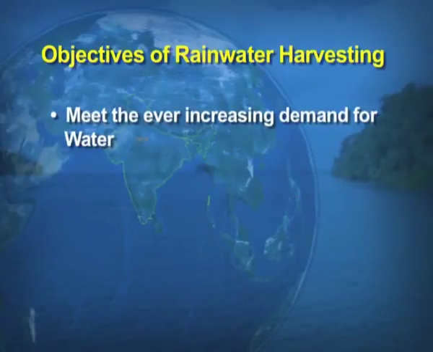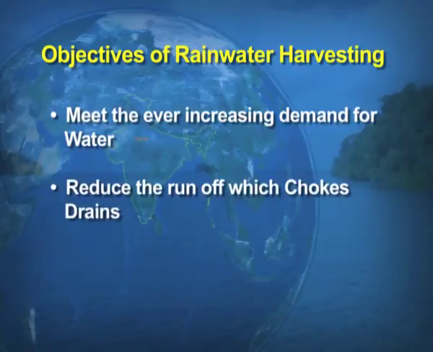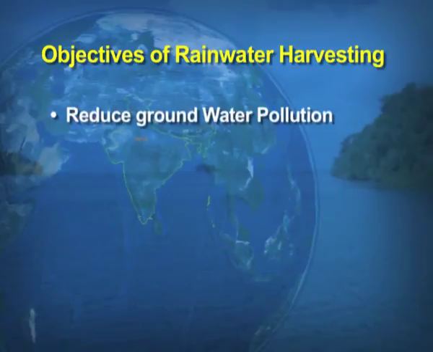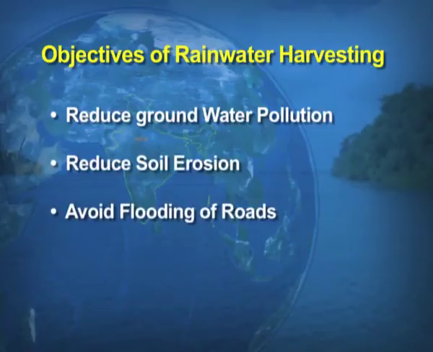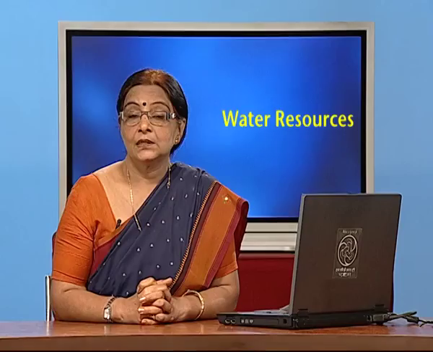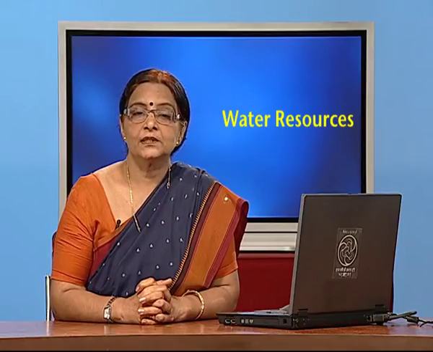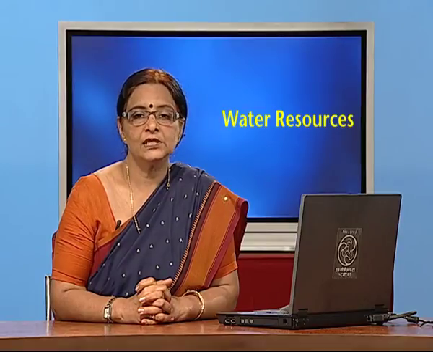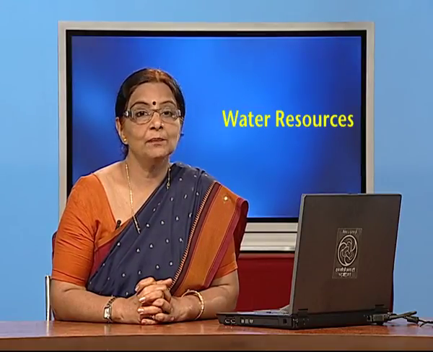Now, we talk about the various objectives of rainwater harvesting: to meet the ever increasing demand of water, reduce the runoff which chokes the drains, increase groundwater storage to help raise the water table, reduce groundwater pollution, reduce soil erosion, and avoid the flooding of the roads. Besides all these objectives, rainwater harvesting is surely going to supplement the domestic water requirements during the summer drought season.